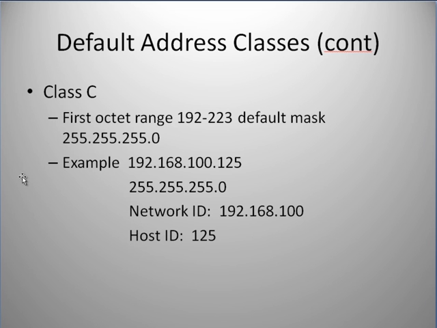Class C. This is the one that's most commonly used now. A lot of times you see this both in examples and internal networks that are relatively small. Class C is a very common one to deal with. And this one, first octet, starts out at 192 and ends up at 223. Default Class C subnet mask of 255.255.255.0. So if I take a look at an IP address of 192.168.100.125 with a default mask of 255.255.255.0, we get a network ID of 192.168.100, because again that's what this subnet mask is covering, and a host ID of 125, giving me the overall IP address.